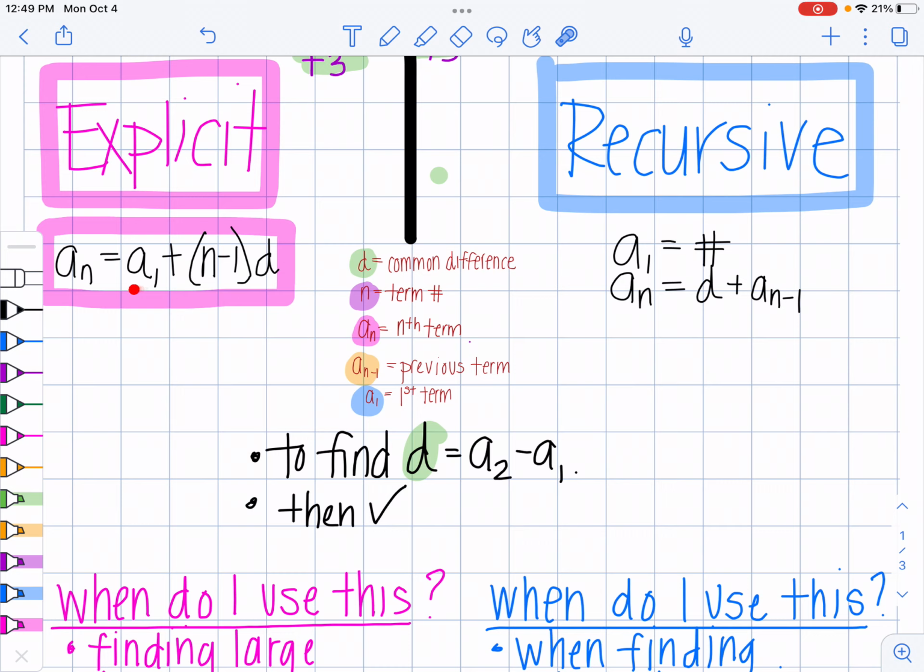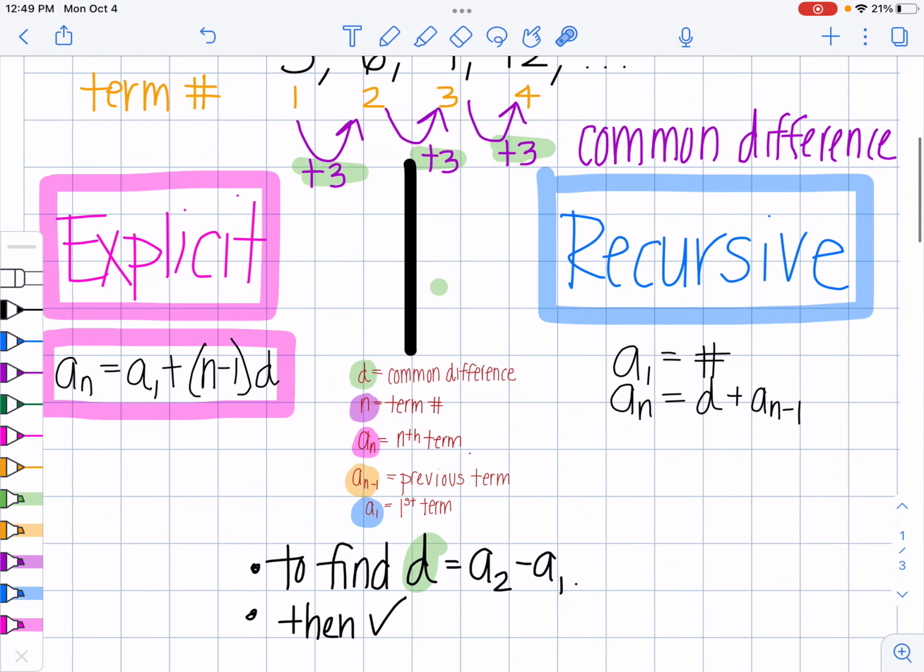So this one right here, A sub 1, represents my first term, where A sub n would represent my nth term. And we would say nth because we don't know how many terms we're looking at yet in our pattern or in our sequence. We said that n already represents the term number, and this d represents the common difference that we talked about, which is the number that you're adding to each term to get the next number.